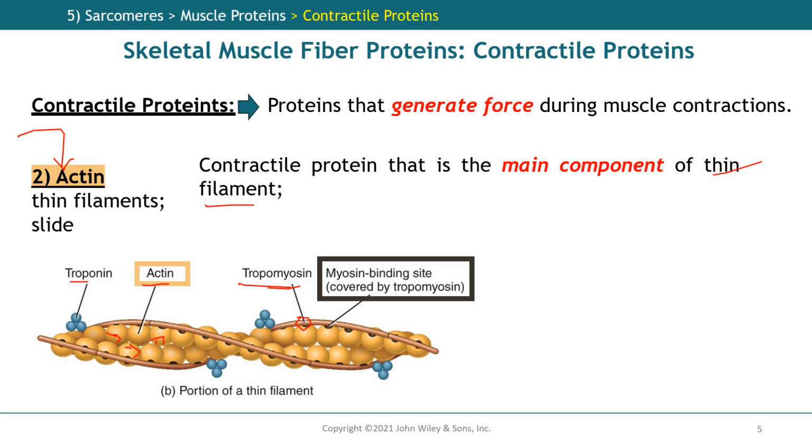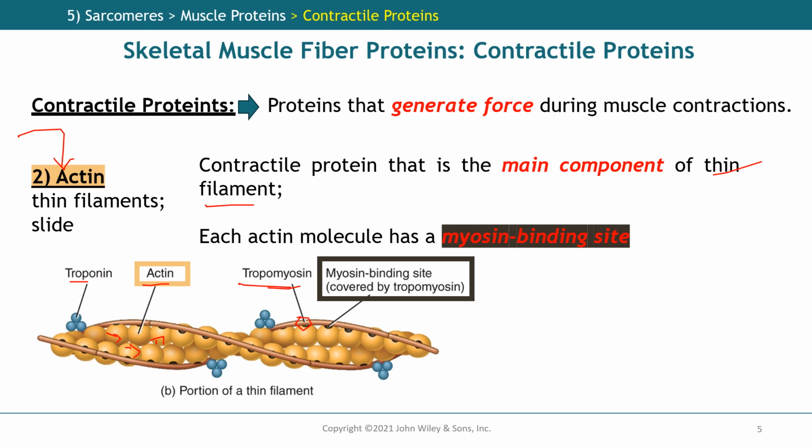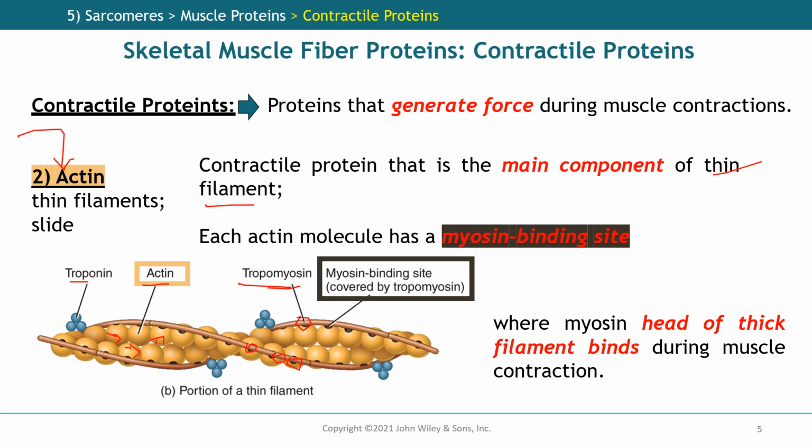Okay, so I told you that each molecule of actin has a binding site, so each one of these has like this tiny hole that is, in this case, covered by tropomyosin. And I told you that this binding site is where the head of myosin of the thick filament binds during muscle contraction.